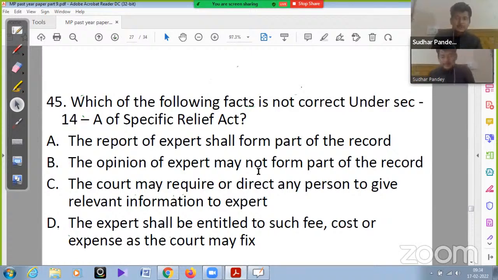Here, see, we have been asked which statement is not correct? Which statement is not correct? That's what they are asking. So its correct answer is B for Bangalore, right? The opinion of the expert shall always form part of record.